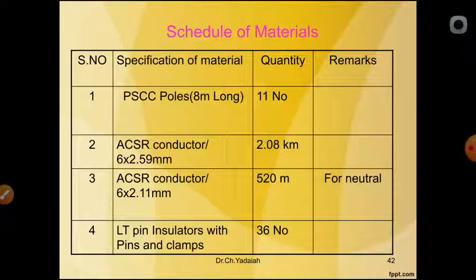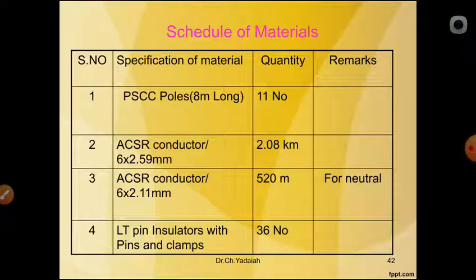Now what is the schedule? First, serial number, specification of material, the quantity and remarks. Sometimes we add another column also, cost, that is the estimated costing of materials. Now we are not costing here, only estimating materials.